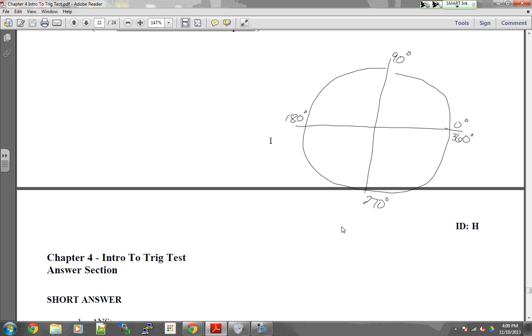So this would be 0 radians. This would be pi over 2 radians. This would be pi radians. This would be 3 pi over 2 radians. And then we would be back to 2 pi radians. Okay, so easy way to remember: 0, 1/2, 1, 1 and 1/2, 2. Radians is 0, half, 1, 1 and 1/2, 2.